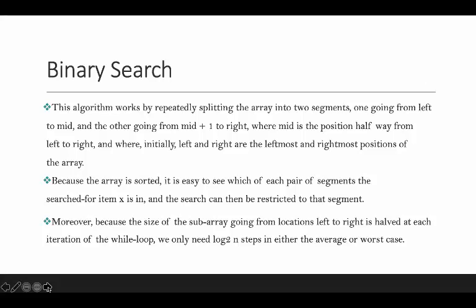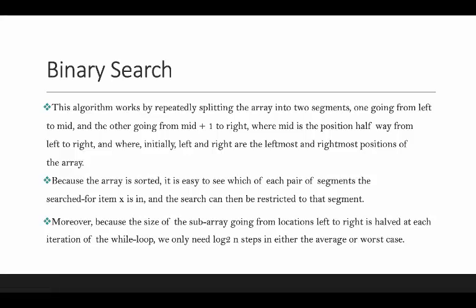This algorithm works by repeatedly splitting the array into two segments, one going from left to mid and the other going from mid plus 1 to right. That is, the entire array is split into two halves at the middle position, and elements from 0 to mid are taken as one partition, and elements from mid plus 1 to the end of the array are taken as the second partition. So mid is the position halfway from left to right, where initially left and right are the leftmost and rightmost positions of the array.